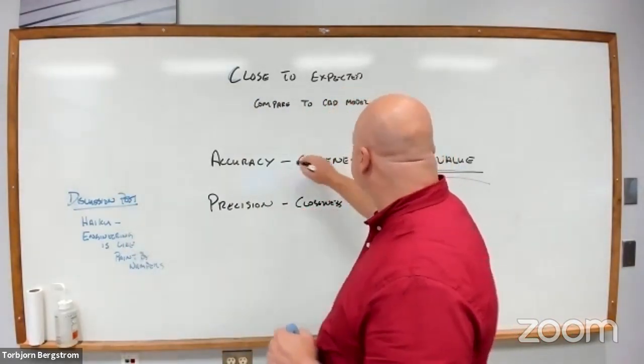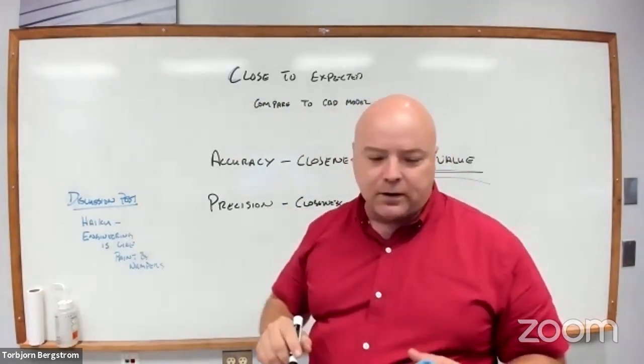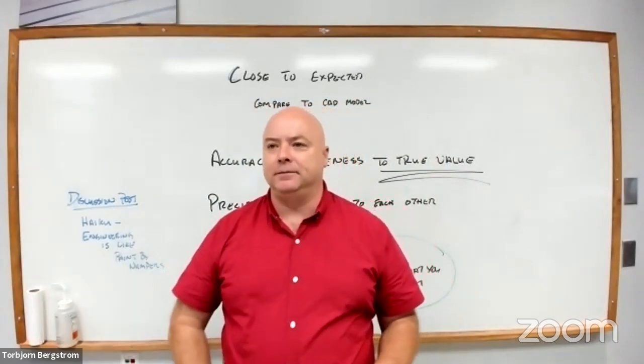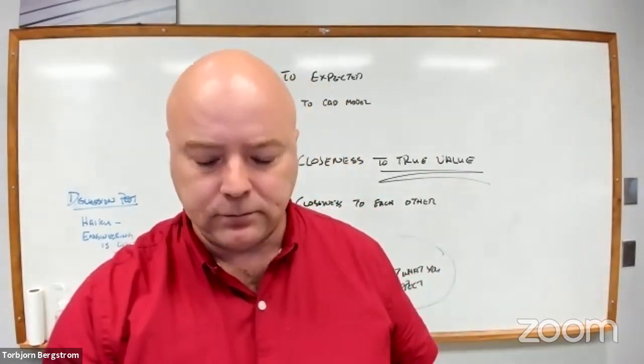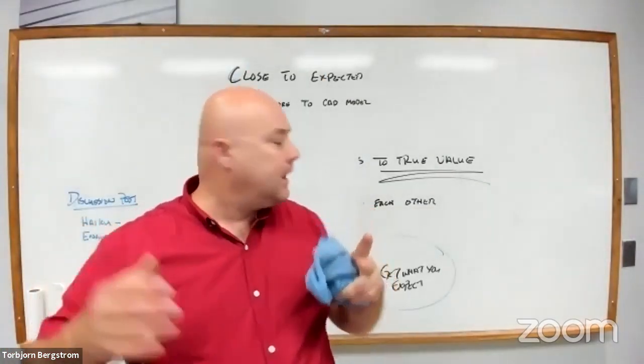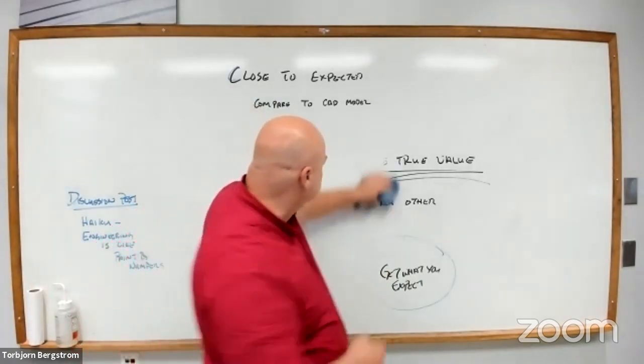All right, so accuracy is closeness to the true value. Precision is closeness to each other. How do we know what the true value is if we're measuring something? If it's a scientist, we might not necessarily know the true value, but if we're engineers, then we should have it in our CAD model. Well, no, because, and I wanted to get to this, this is getting what you expect.